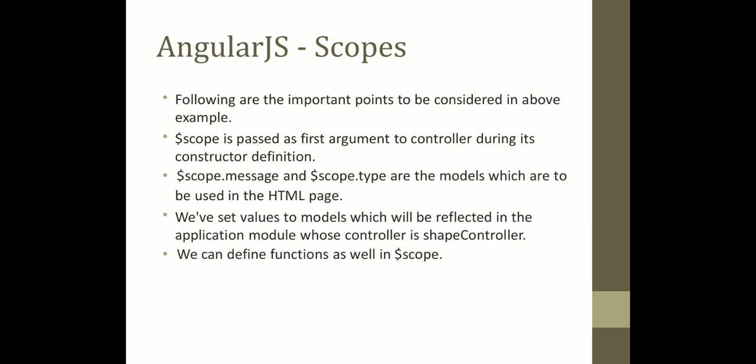So in that example, we have used some points that we can focus on. $scope is passed as the first argument to the controller during its constructor definition. Okay, so it is the first argument. Then $scope.message and $scope.type are the models which are to be used in the HTML page, and we have set values to the models which will be reflected in the application module whose controller is shapeController.